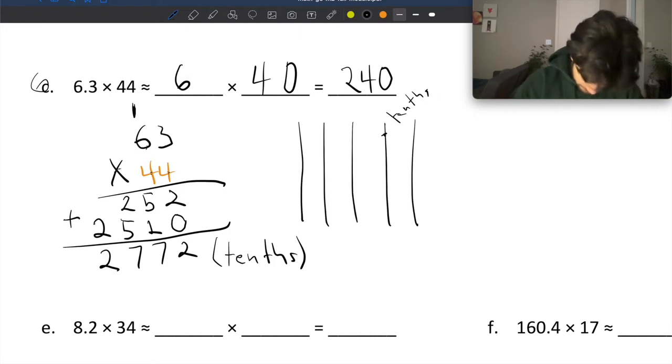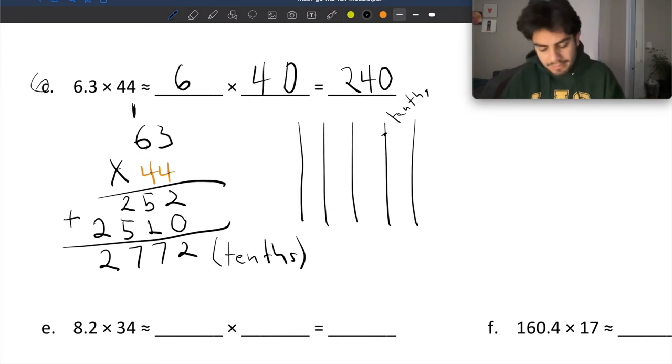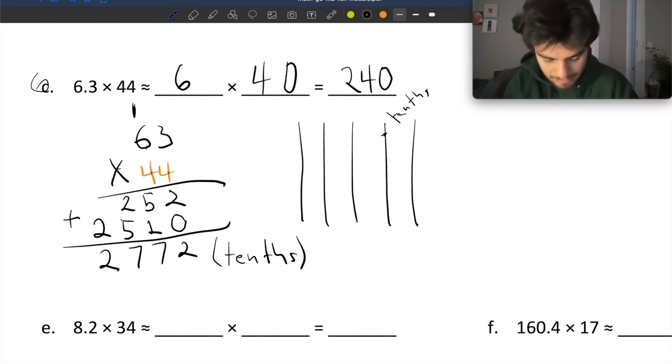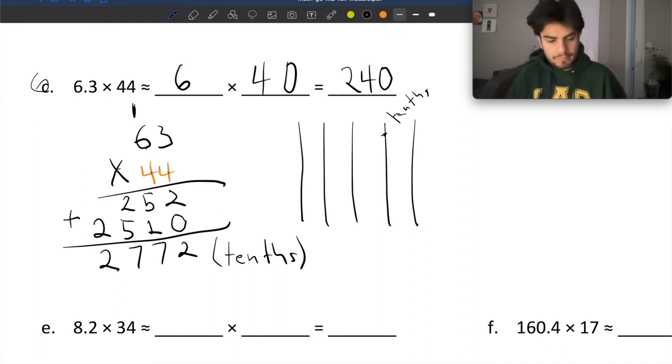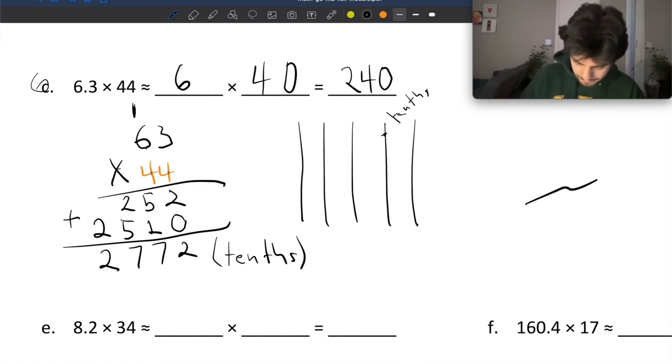Over here, I have my... I'm using this new computer and it's being super glitchy. So awesome. Come on, connect. There we go. Let's see. Is it better? Nope.